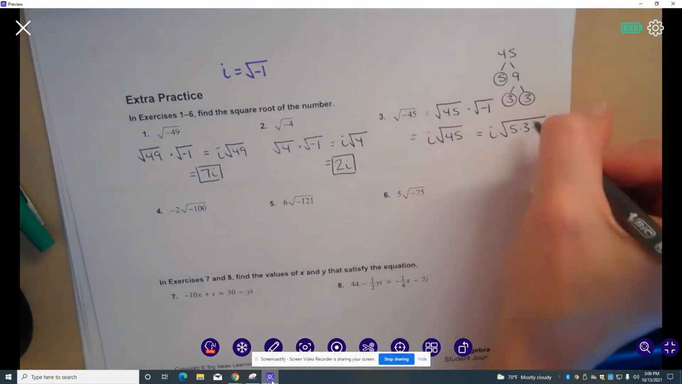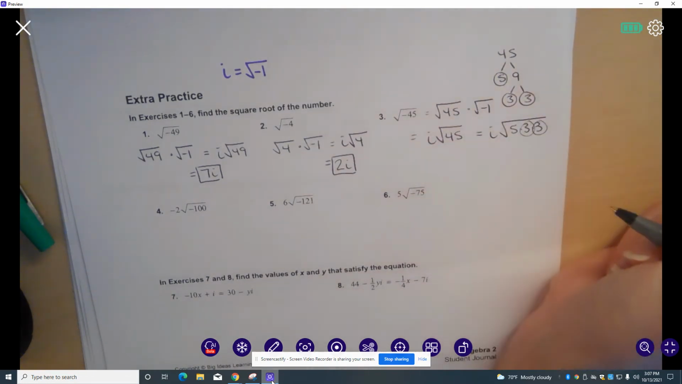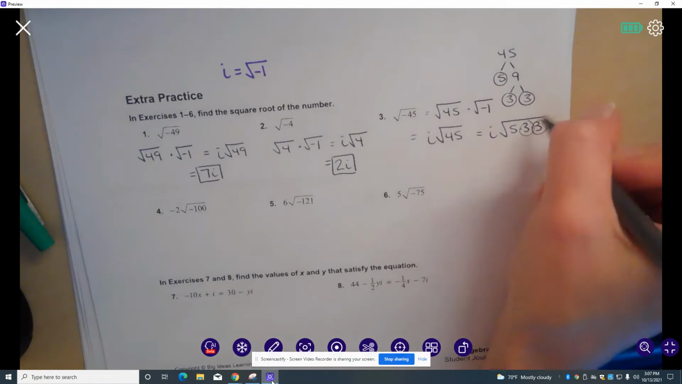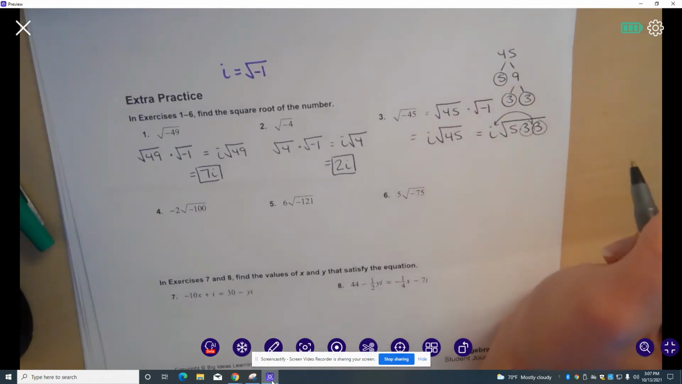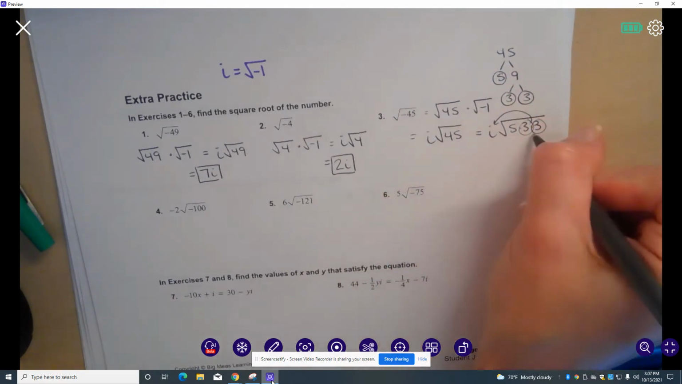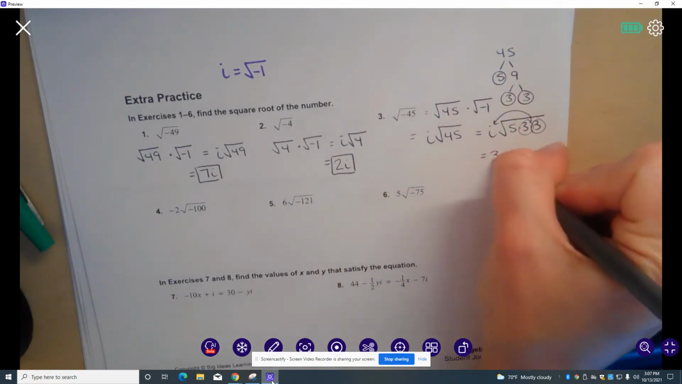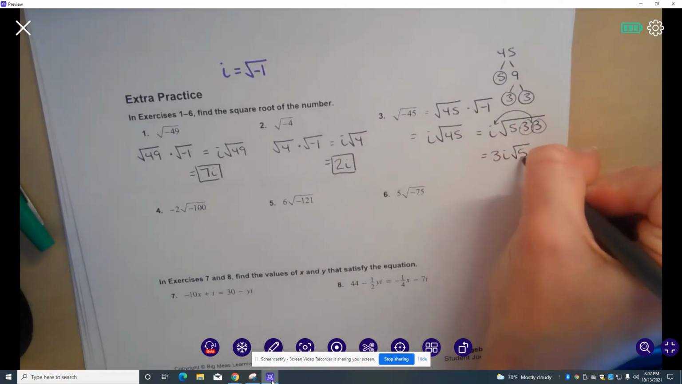I'm looking for pairs, right? 3 times 3, that's a pair. So I can break out the 3's, only one survives. Now, when you break out a 3, you're left with 3i times the square root of 5.